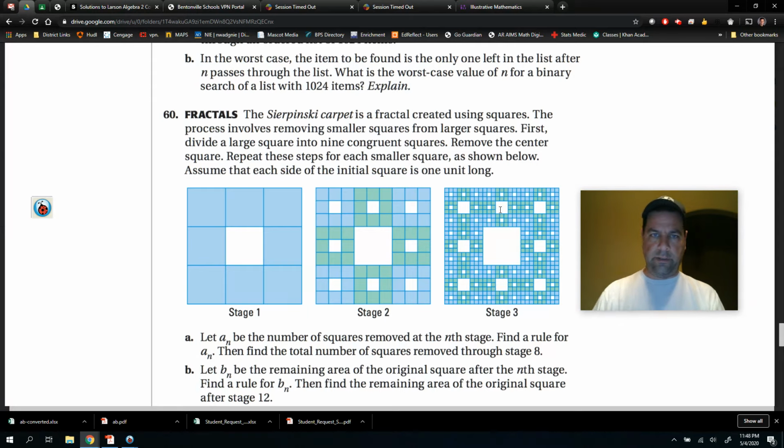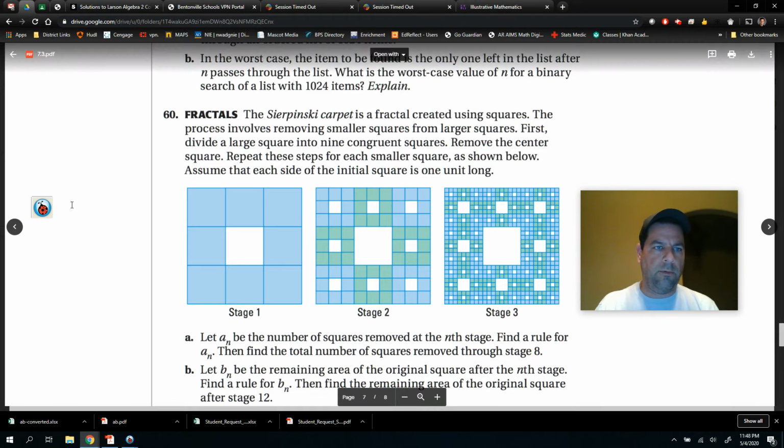Out of 9, 1, 81, 2, 3, 4, 5, 6, 7, 8, 9. So there's 81 times 1, 2, 3, 4, 5, 6, 7, 8, 9. 81 times 9. 729. That's what's left. Let me go to my paper. Where's my thing? Down here, I think.